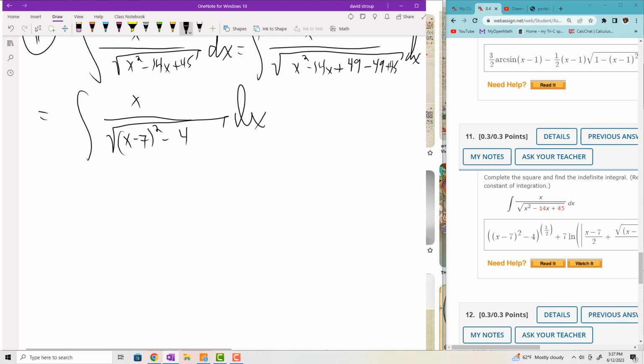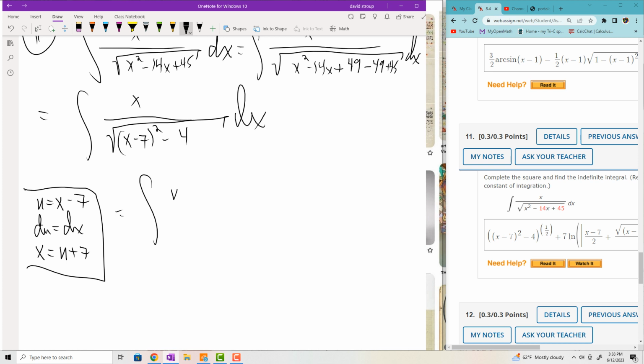And then you're going to have to do a u sub on that x minus 7. And here it gets a bit sticky because that numerator isn't in terms of x minus 7, right? So I'm going to do a u sub on the x minus 7. My du will just be dx. But then in the numerator, I'm going to have to turn around and rewrite x as u plus 7 using that first equation. So I have the integral of u plus 7 all over the square root of u squared minus 4, and then du.